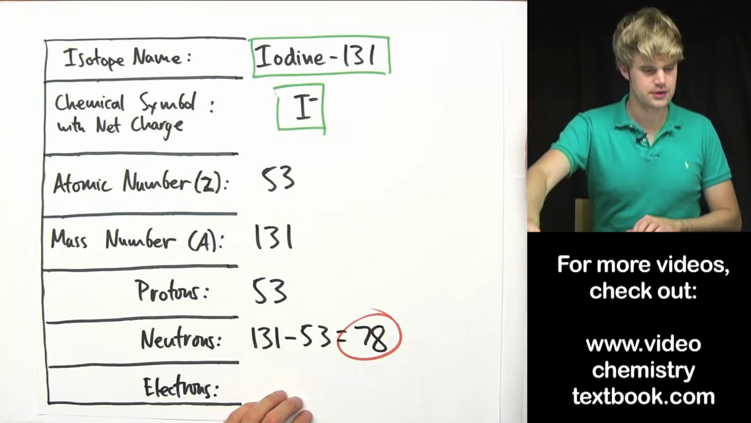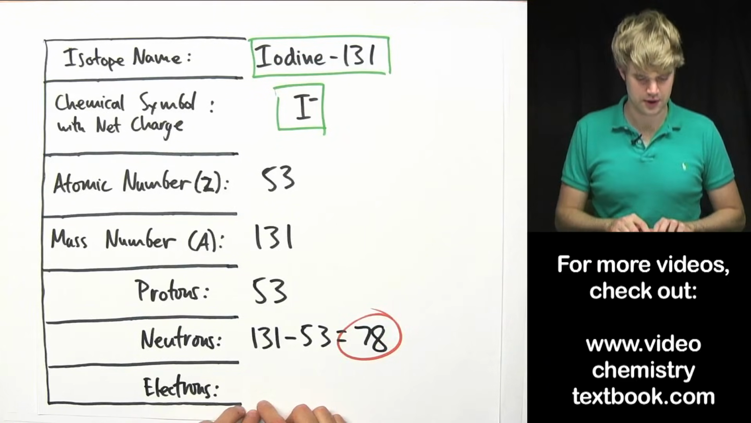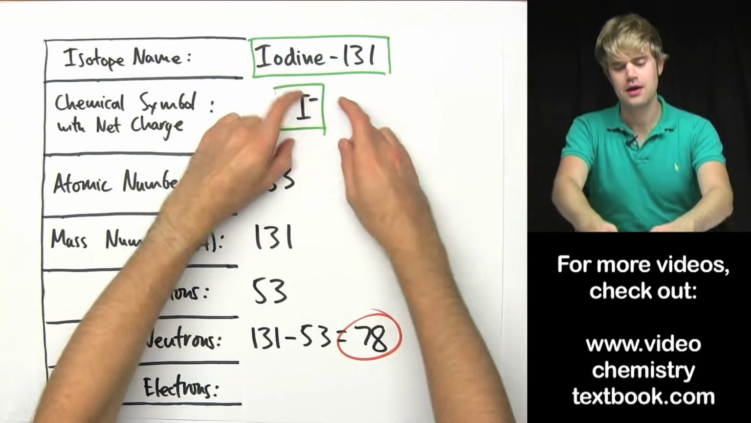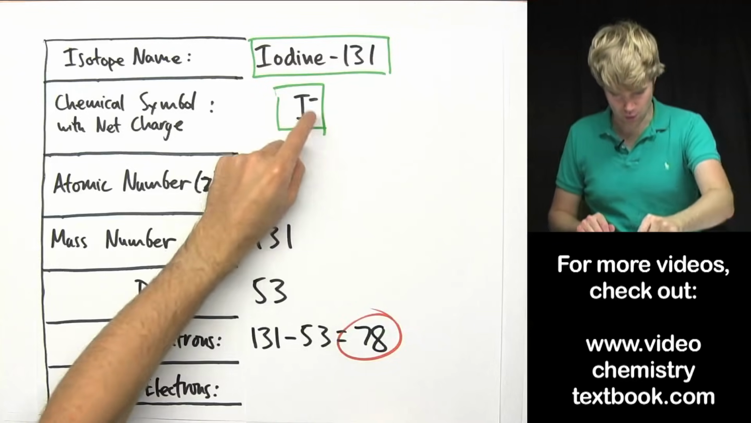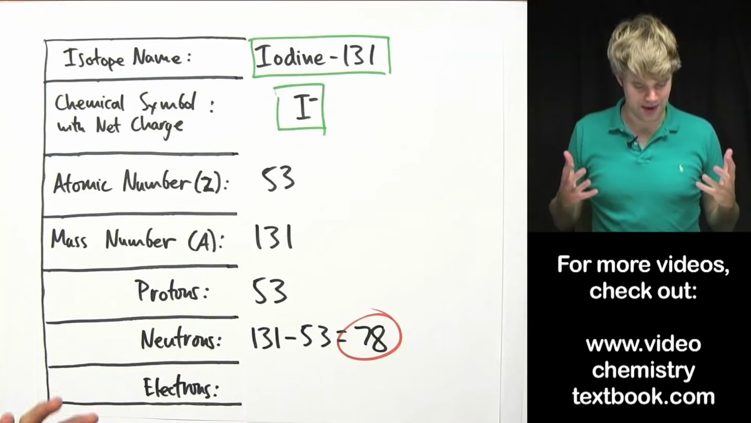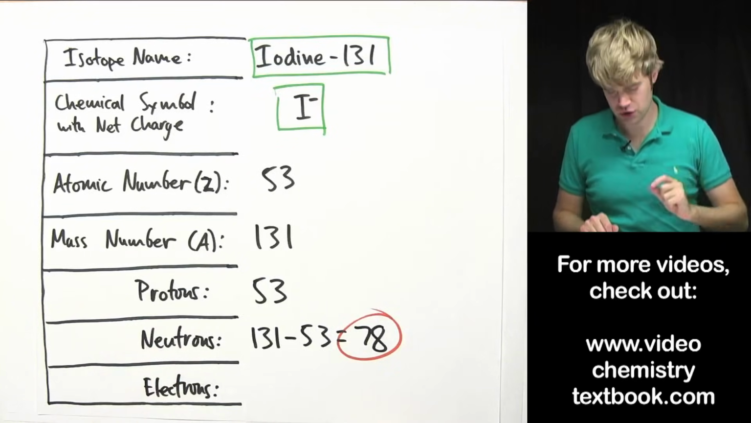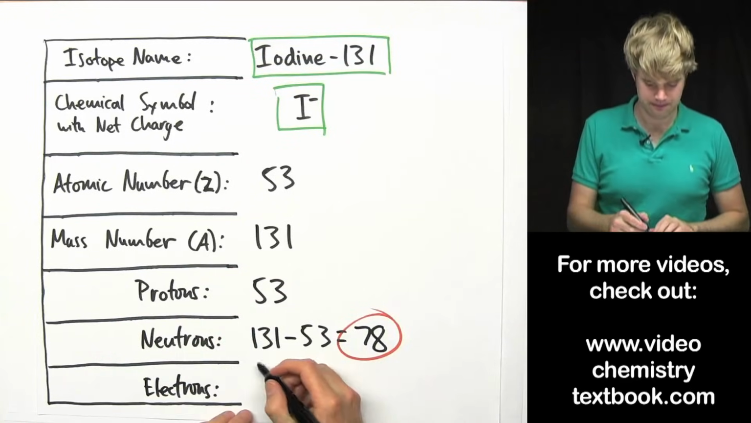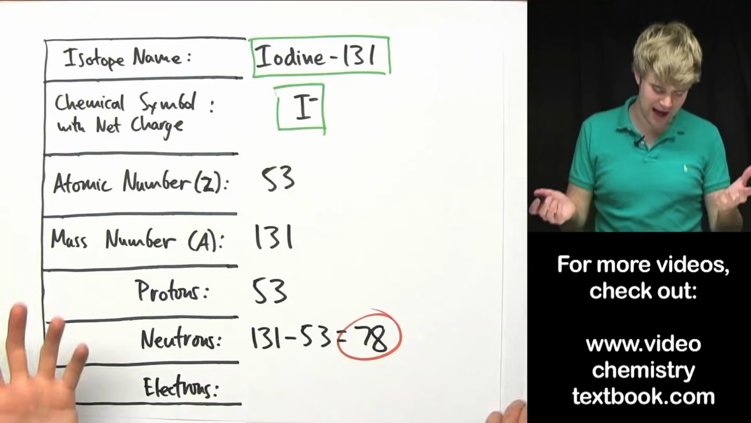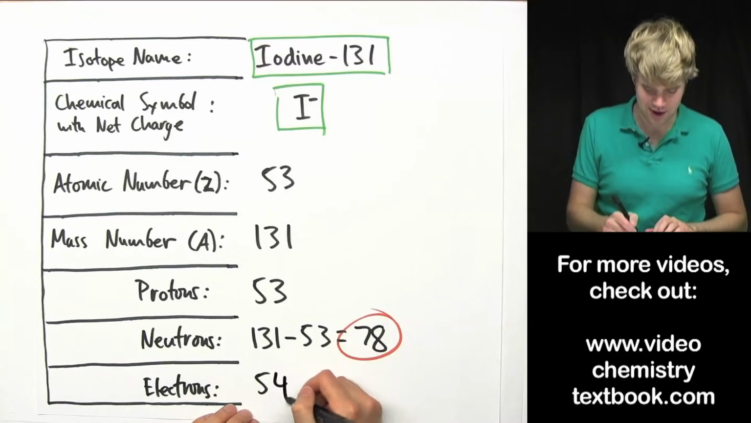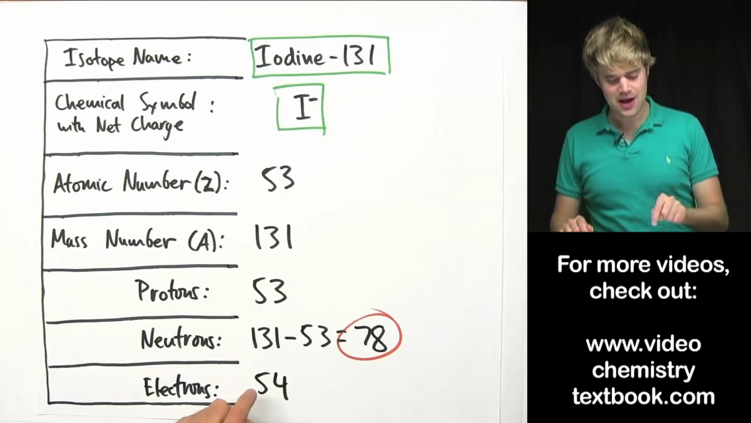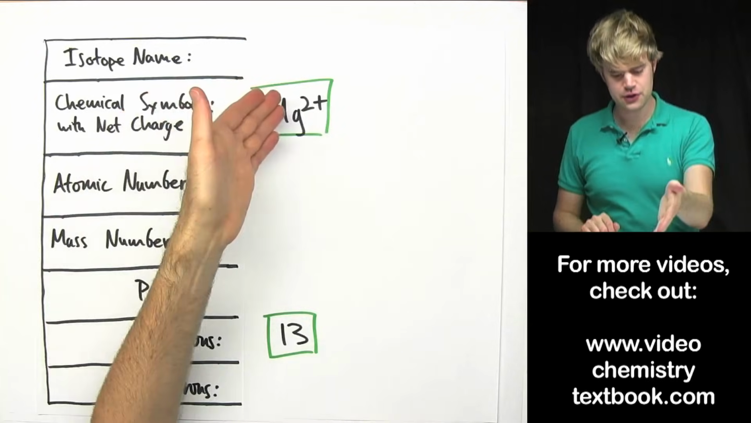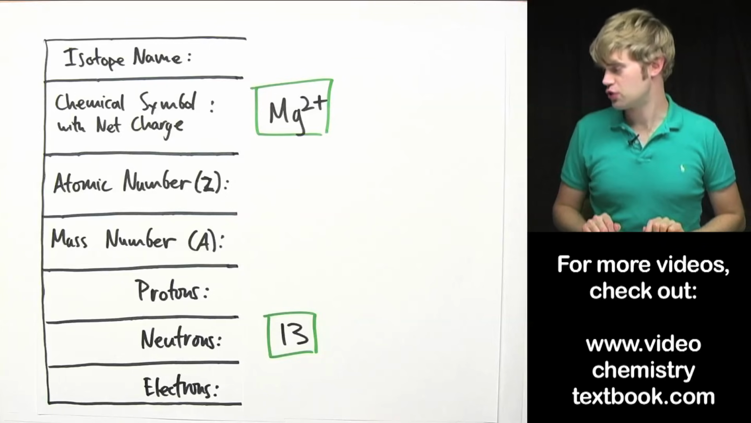That's the number of neutrons. And finally, the electrons. Up here on the chemical symbol, we get the net charge. It has a 1 minus charge. So that means that we have to have one more electron than protons. So 53 protons, 54 electrons. And finally, Mg2 plus with 13 neutrons.